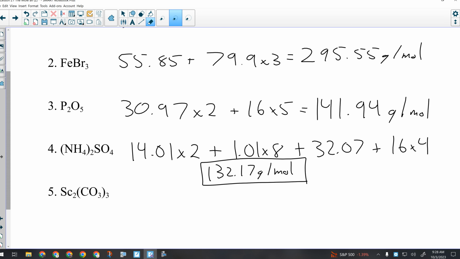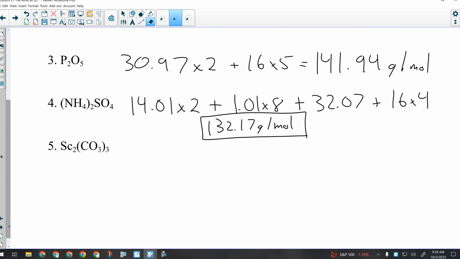Okay, is it a little bit tricky? But it's not terrible, right? As long as you remember math rules, we're okay. For our last one here, we got scandium carbonate. Okay, so there are 2 scandiums.